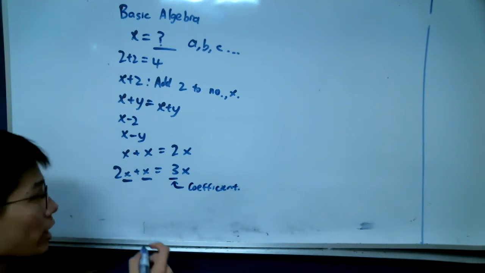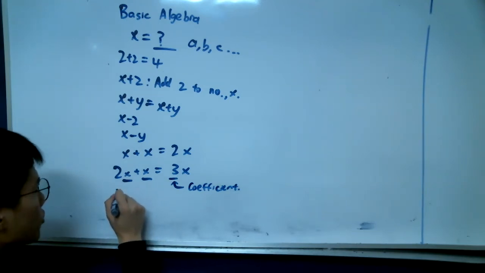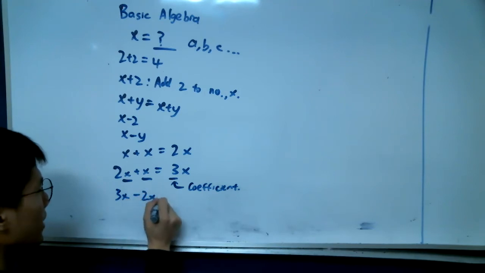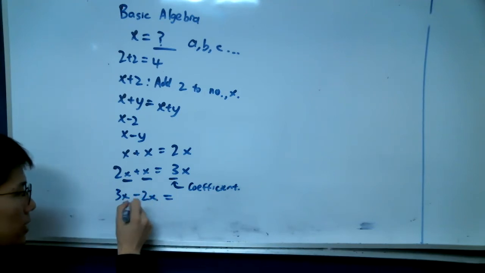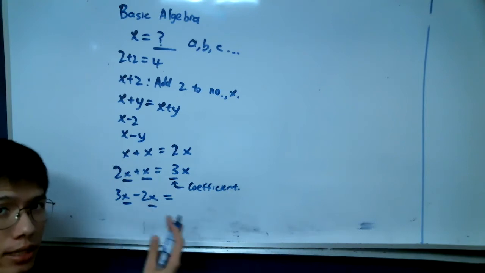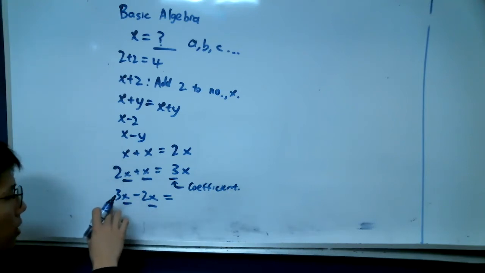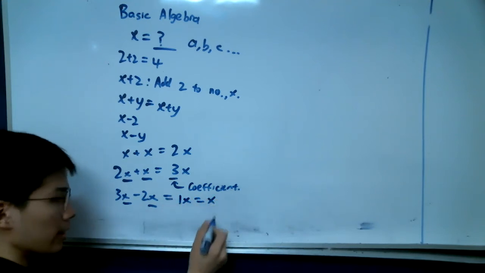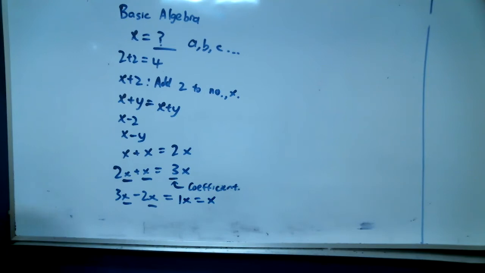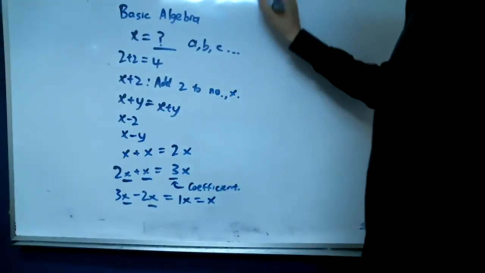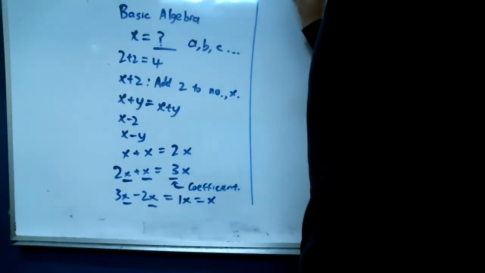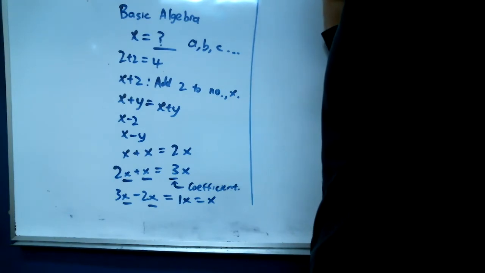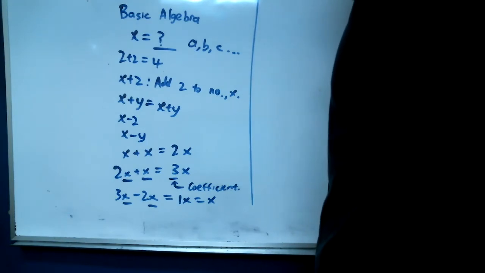Likewise, we can also do subtraction. So for example, if I have 3x minus 2x, since it's x minus x, the letters are the same, so I just look at the number behind. 3x minus 2x is 1x, or just x. Okay, that's for addition and subtraction. Now we can also do multiplication or division.